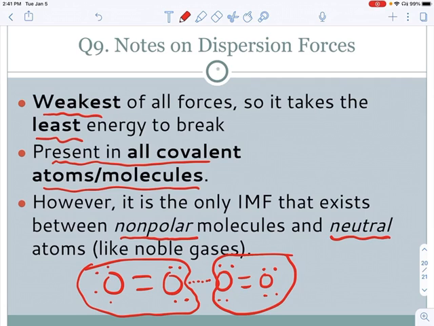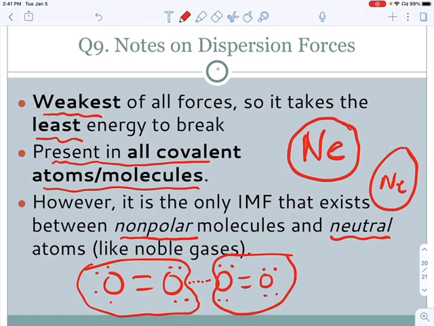It's also the force that exists between neutral atoms like noble gases. So this is sort of a technicality, but a noble gas like neon is not a molecule. It exists as single atoms because noble gases don't bond. But it still has an electron cloud. So two neighboring neon atoms could still have a dispersion force between them because their electron clouds can shift.